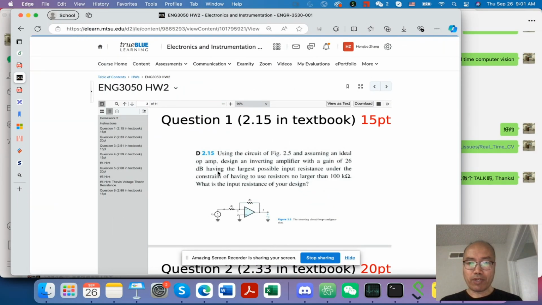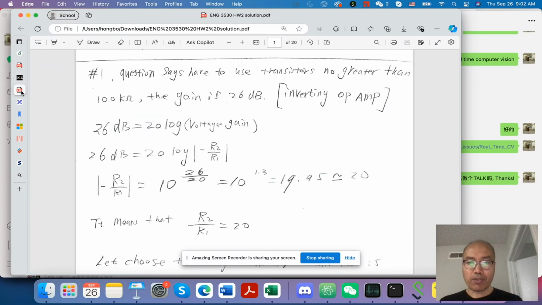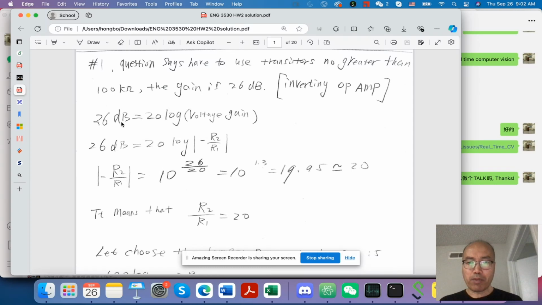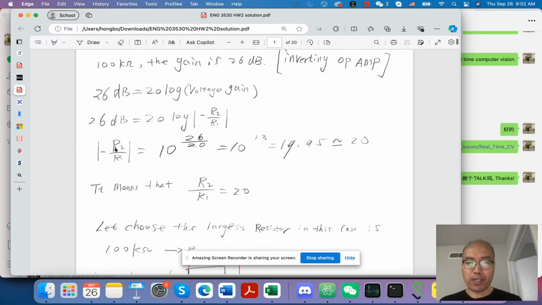Alrighty, so this question asks you to calculate R1 and R2 with a gain of 26 dB. Question number one: we have 26 dB, so we use 20 log voltage gain here. And we remember to take the absolute value, because this cannot be negative. It is minus R2 over R1. So 26 dB gives R2 over R1 equals 10 raised to 26 divided by 20, which is 10 to the 1.3, so R2 over R1 is about 20.